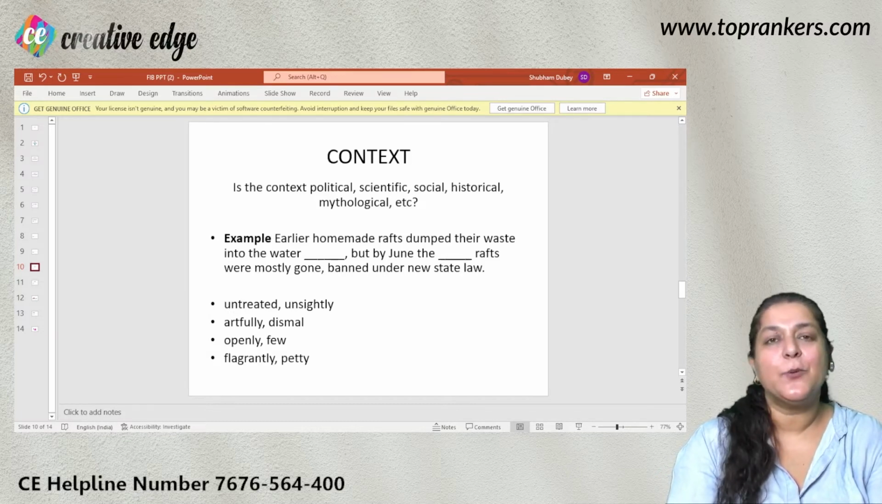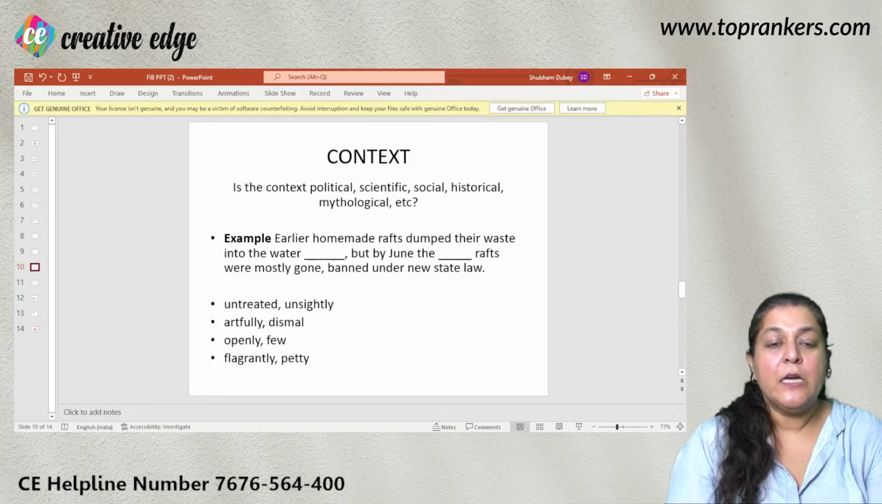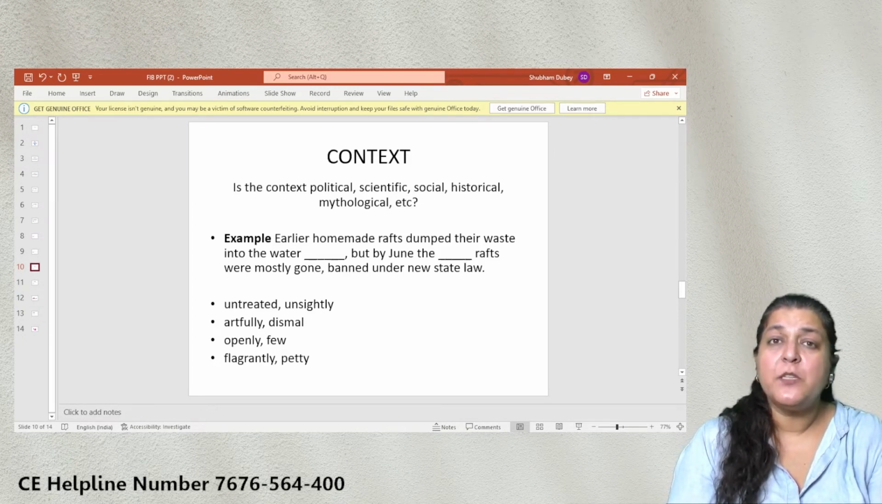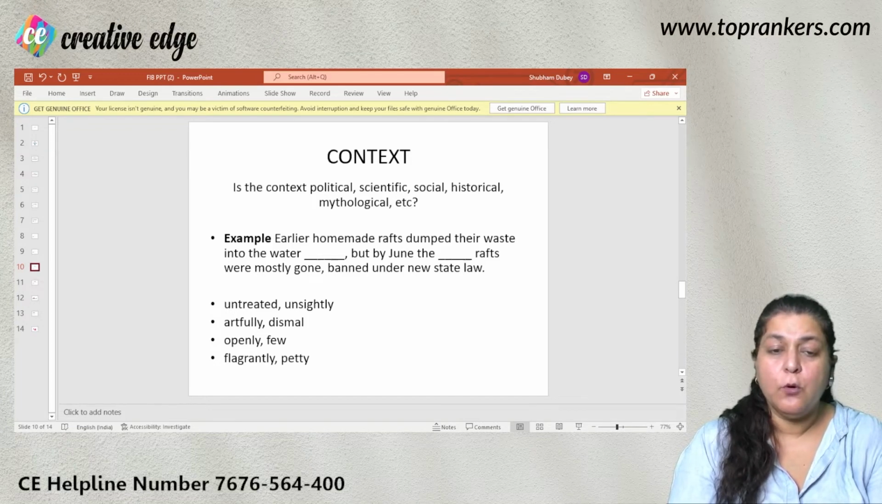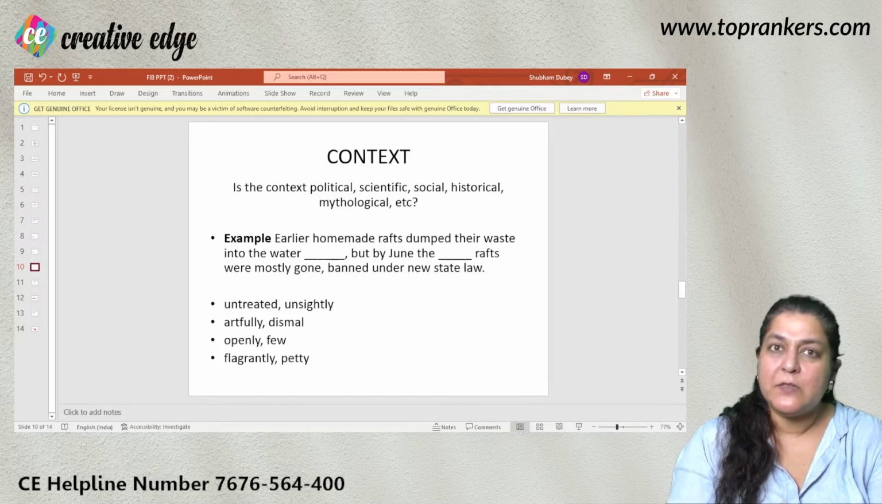But still, let us quickly try and fit the other option, the other blank as well. All right. So, first, our second option, artfully, would definitely be a no go. We can still zero down to options A, C, and D. All right. But let's see what the second blank says.